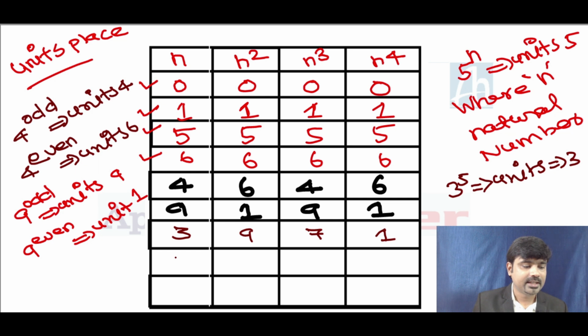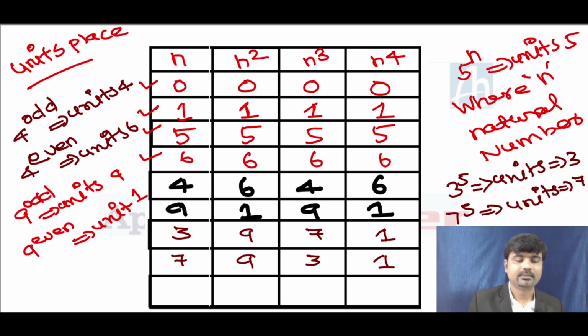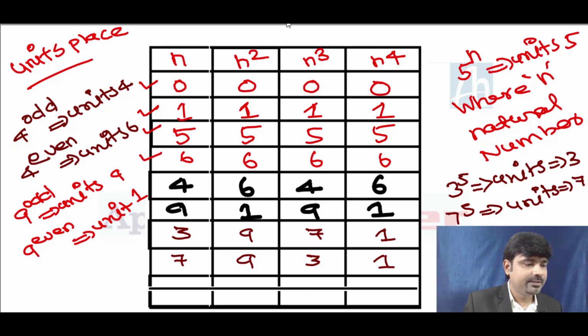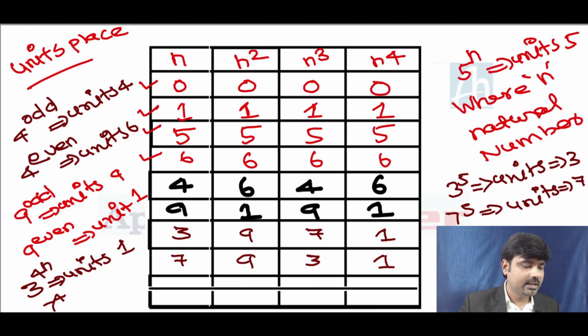Next, take 7. 7 square is 49, unit place is 9; 7 cube is 343, unit place is 3; 7 power 4 is nothing but 7 square into 7 square, 49 into 49, which should end in 1. Next, 7 power 1 and 7 power 5 have the same unit place 7: 7, 9, 3, 1. The same sequence is going to repeat. From this we can understand 3 power 4n has unit place 1. Next, 7 power 4n unit place is 1.